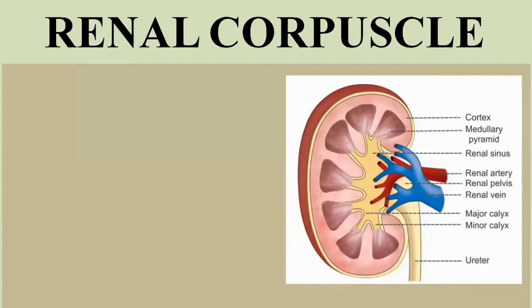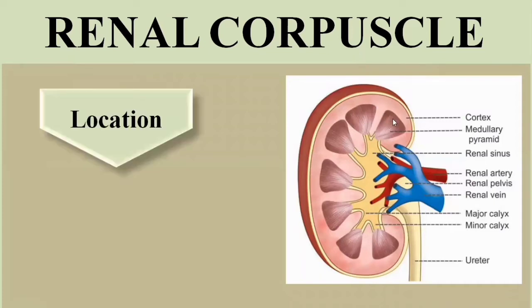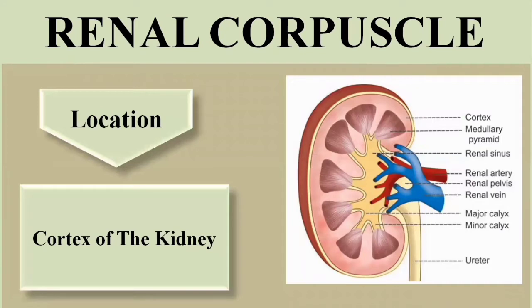So where is this renal corpuscle located? The kidney structure is divided into two main parts, cortex and medulla. The nephron, as the basic functional unit of the kidney, is divided into two parts. The first part is the renal corpuscle and the second part is the tubular portion. The renal corpuscle is located in the cortex of the kidney, and the remaining tubular portion is present in the medullary portion of the kidney.